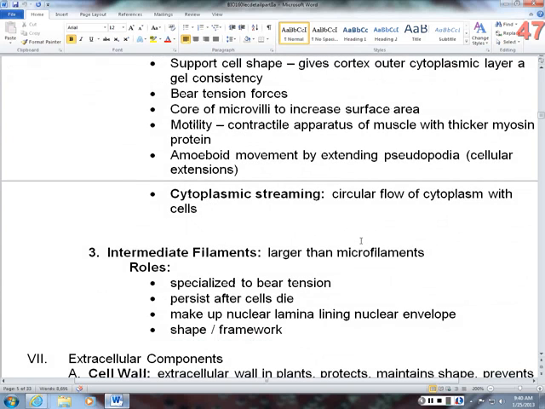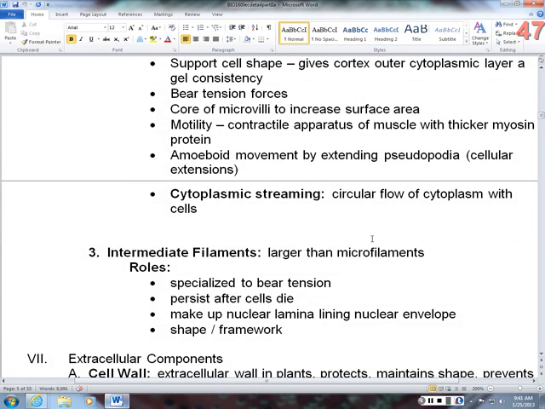And then your intermediate filaments, they're a little bit larger than the microfilaments in there. They're also going to help to bear tension, keep the cells from tearing too easily. These will persist after the cell dies, so it's kind of like your skeleton. It persists after you die in there. It makes up the nuclear lamina. So where we talked about your nuclear membrane having a lamina underneath that helped make it stronger, that's what this is going to be made of, and it's going to help with the shape and framework.